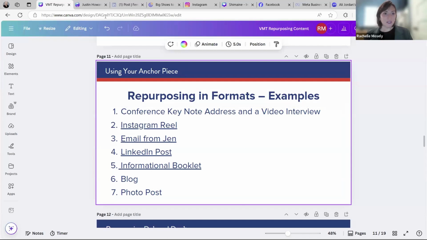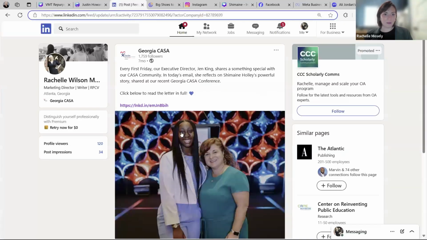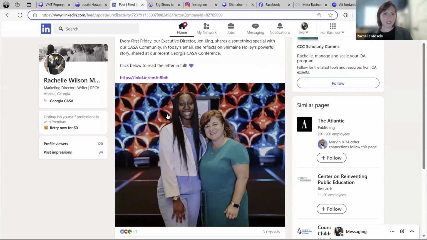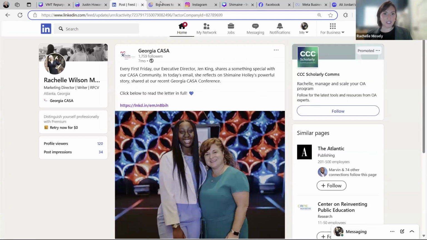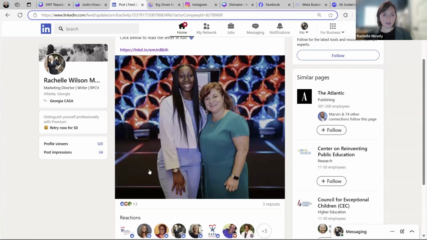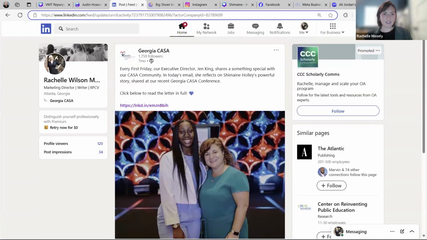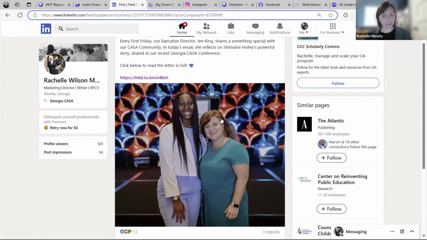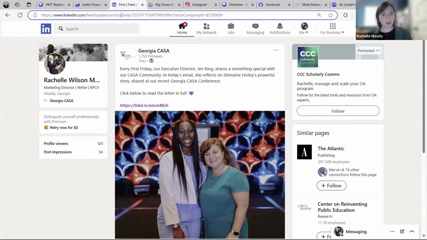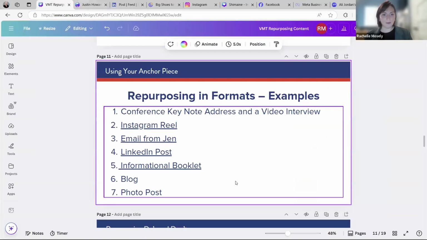So the next thing I did was a LinkedIn post. I linked the full letter from Jen, but I also reshared this beautiful photo of them and mentioned that Shemaine shared her story at the Georgia CASA conference, and you can read the full letter here. So that's another way I reshared that.